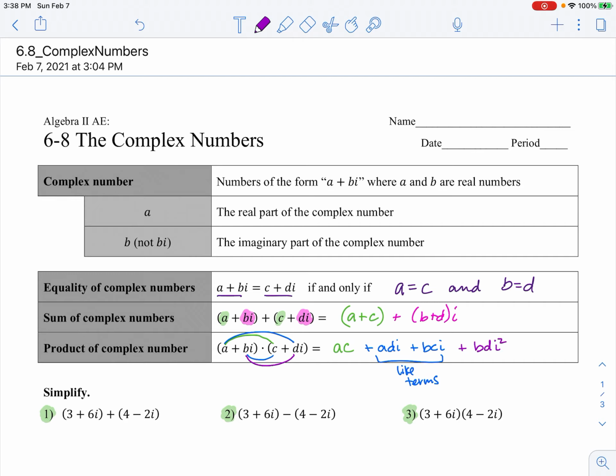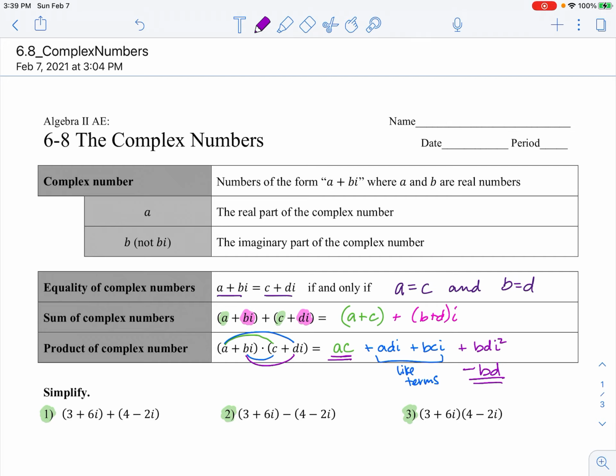But from that last section, when we talked about i and i squared and i cubed and i to the fourth and all of that, we actually know what i squared is. So i squared is -1, which is going to make this become minus bd. That means that our ac and bd will then also be like terms. ac and bd will make our real part of our answer, and then the blue in the middle here, our adi and our bci, that will make up our imaginary part.